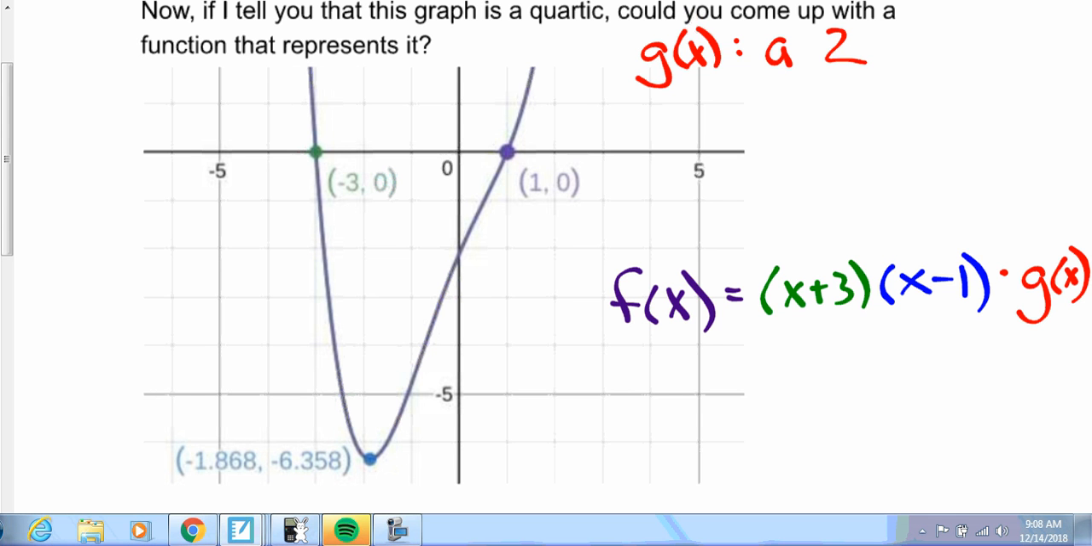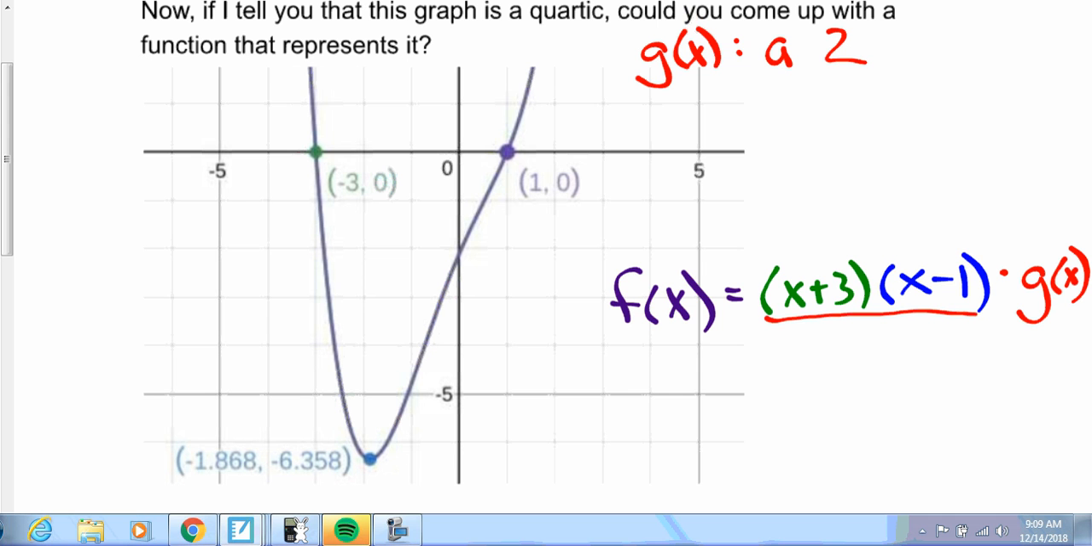Well, that's right here and here. So Morgan makes a good point. These two guys right here, when I multiply them together, I'm going to get something with an x squared in it. Yes. Okay.